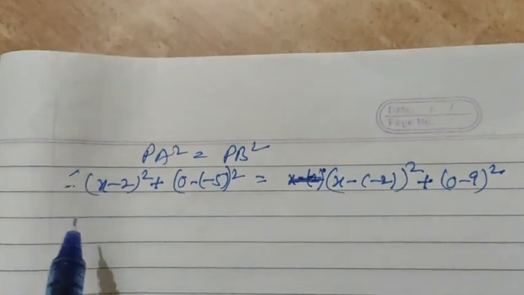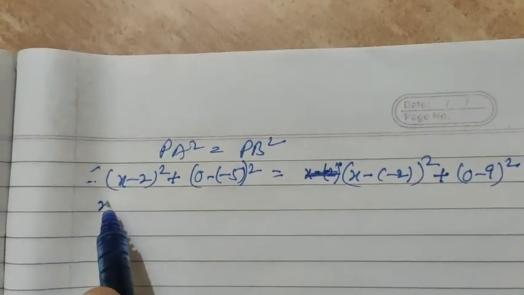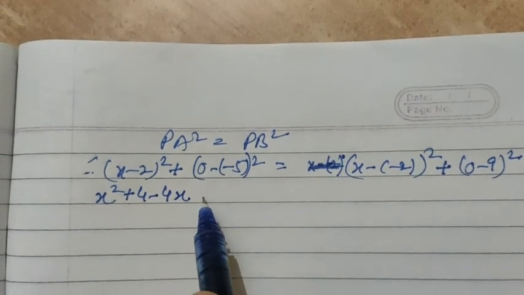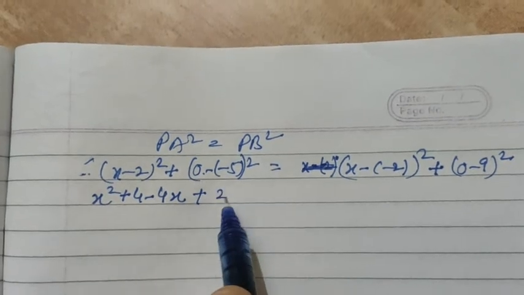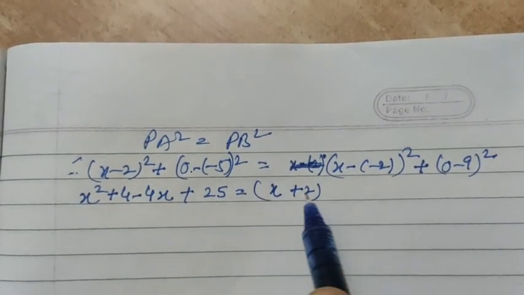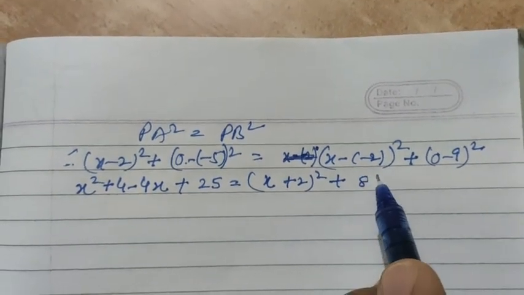So solve it. (x minus 2) square can be written as (a minus b) whole square. So this will be x square plus 4 minus 2ab, so minus 4x plus (0 minus (-5)) becomes plus 5, 5 square becomes 25. And this will be (x plus 2) square and plus (0 minus 9) becomes -9. So minus 9 square becomes 81.